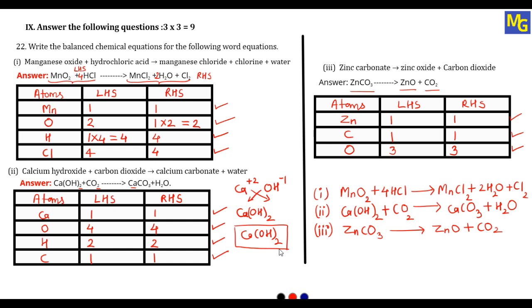So like this we can write the formula of all the compounds. So you should know the oxidation states of every ion. This is the answer for question number 22. Now we'll move with the next question.